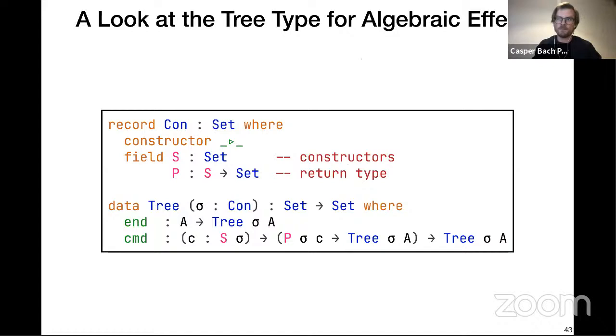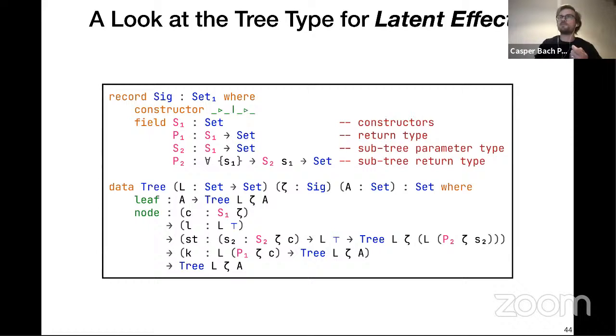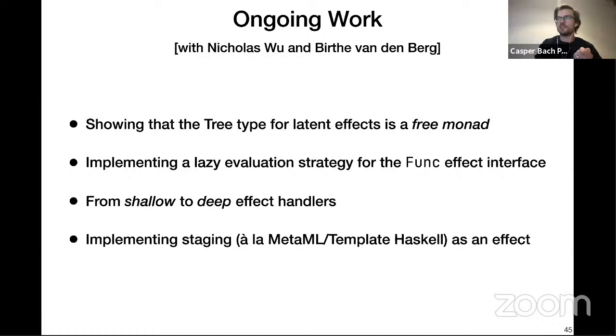That is the idea. I here have the actual types that we implemented. I see that there's very little time left, so I think that I will skip over these, and you can ask me about them if you'd like to see them. In ongoing work, we're working on showing that the tree type for latent effects is actually a free monad. This is something that's left as an open question in this short paper.